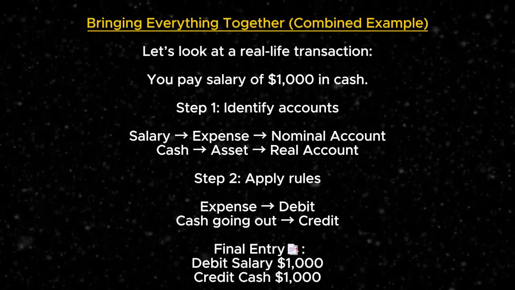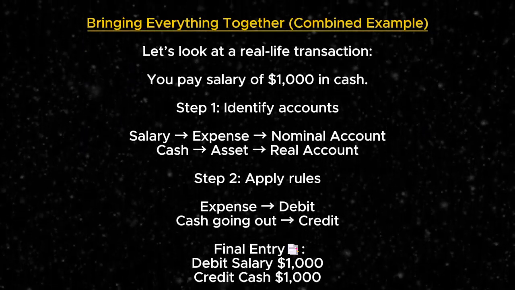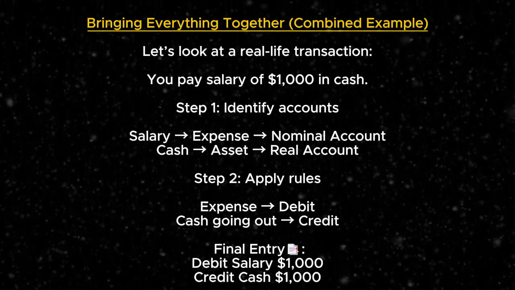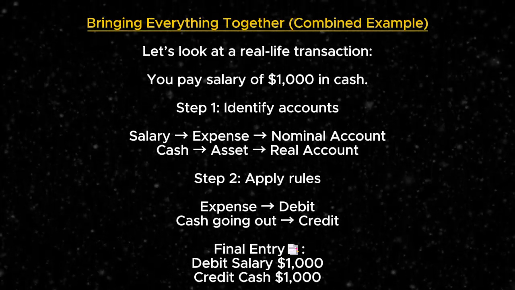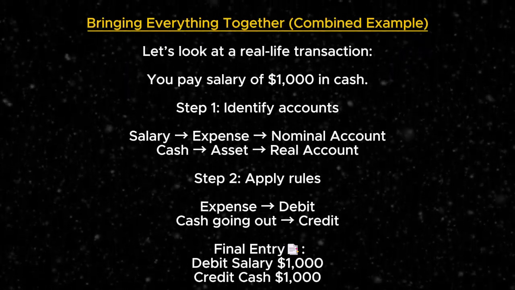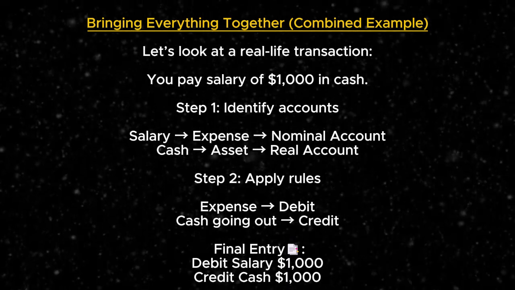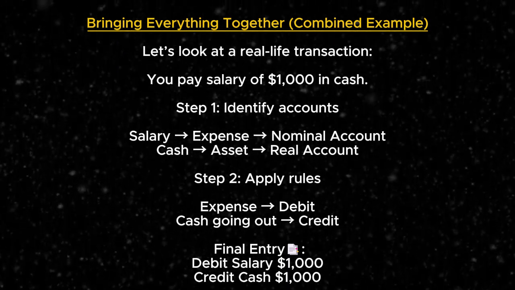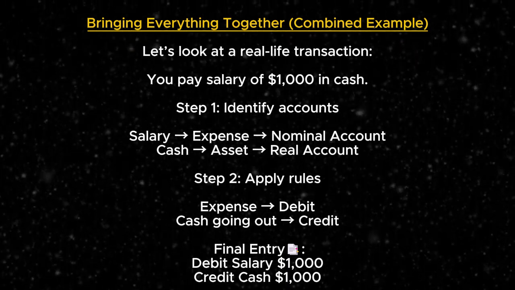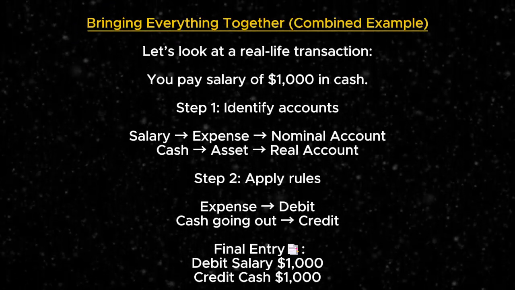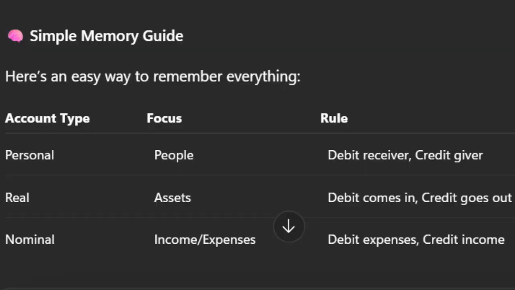Bringing everything together, let's look at a real-life transaction. You pay salary of $1,000 in cash. Step 1. Identify accounts. Salary is an expense, which is a nominal account. Cash is an asset, which is a real account. Step 2. Apply rules. Expense, debit. Cash going out, credit. Final entry: debit salary $1,000. Credit cash $1,000.